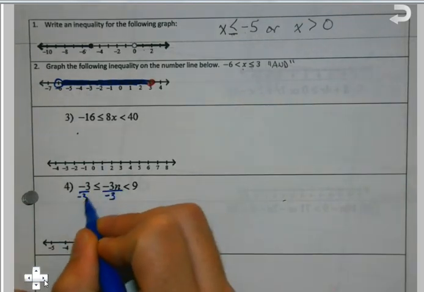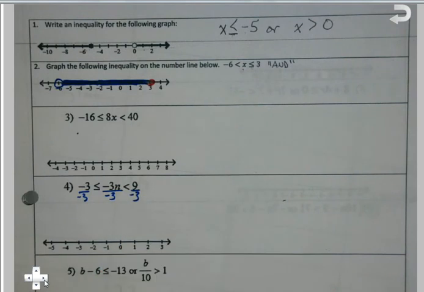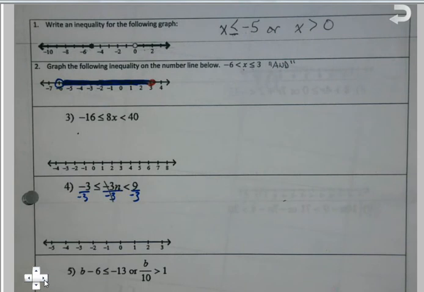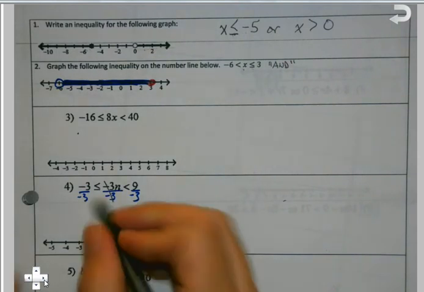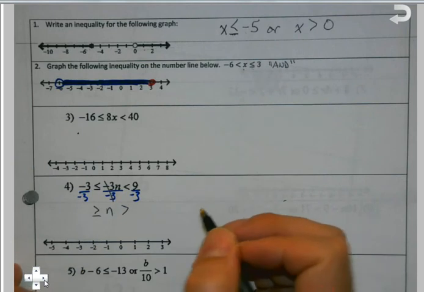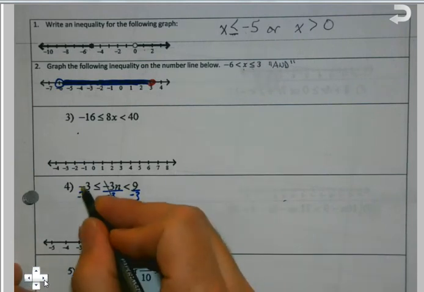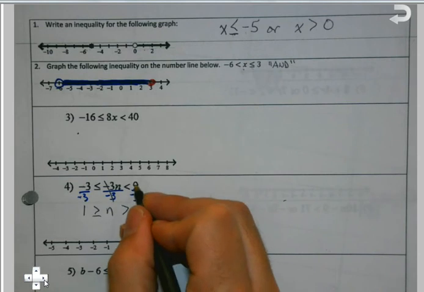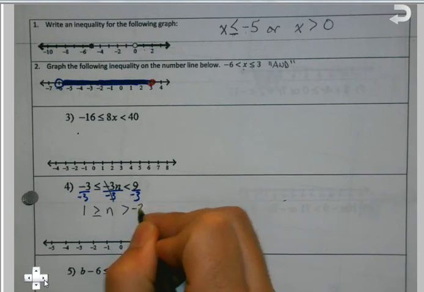Now here's kind of our review from last week. What happens when I'm dealing with inequality and I divide by a negative? What happens to the arrows? They switch. So I'm going to switch my arrows. My n's alone in the middle. Negative times negative is positive. 9 divided by -3 is -3.